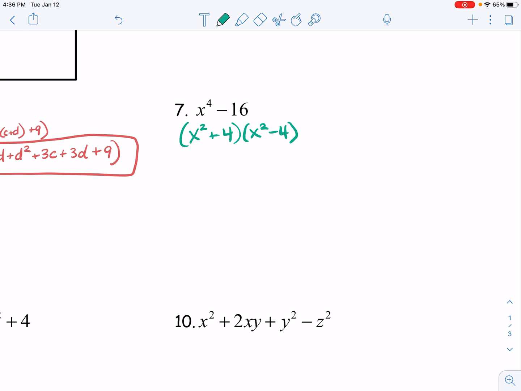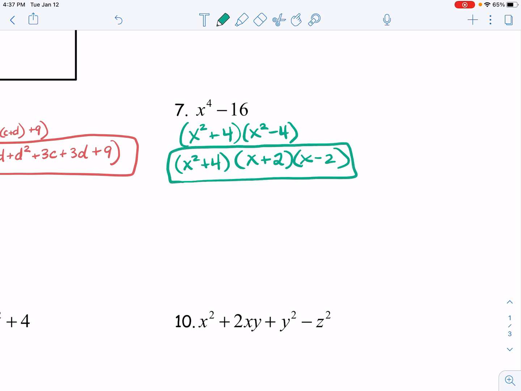So technically I'm done factoring that. Remember, I always say though, look at your factors to see if you can factor some more. Well, x squared plus 4 cannot be factored any further. However, x squared minus 4, that's another difference of squares. I'm subtracting two perfect squares. So then that factors into the square root of the first, the square root of the last, one positive, one negative. Now I double check one more time. Nothing can be factored any further. So there's my final answer.